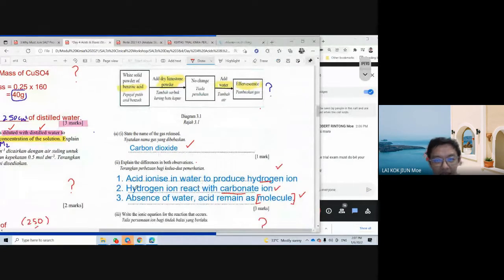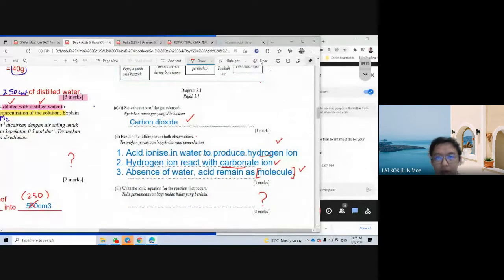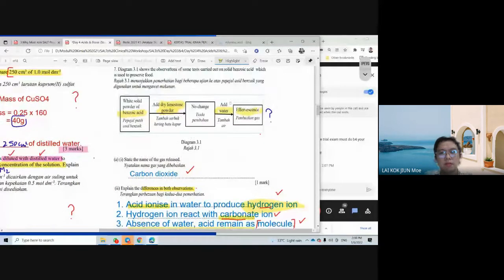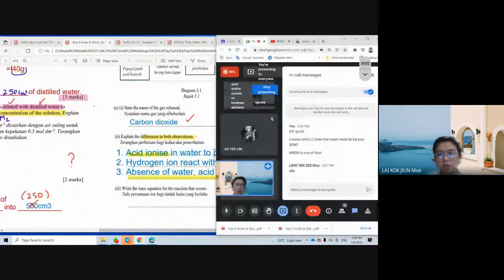Okay, Kai En, you look at this. Explain the difference, Kai En. Okay, these 3 marks, agree or not, Kai En? So you say acid can ionize in water, it forms hydrogen ion. Okay, this one okay. And the hydrogen ion can react with the carbonate, yes. In the absence of water, the acid remains as molecules. So can the observation be accepted like this or not? Why is there this difference? So you say because without water it cannot.